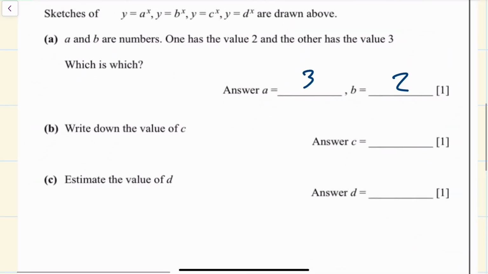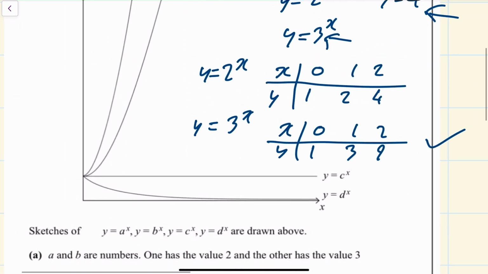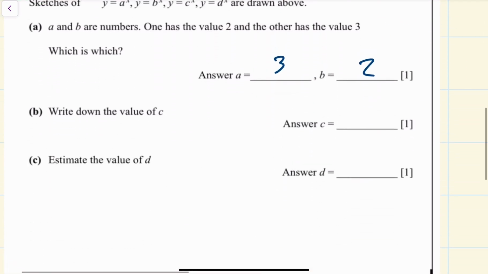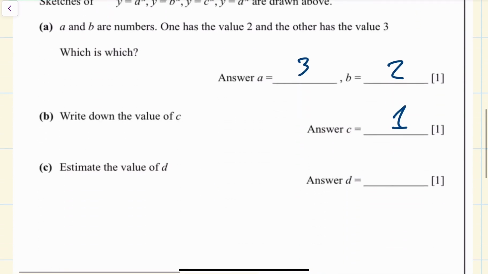Okay, next one says write down the value of c. So c is just a horizontal line, and all of these go through 1. So this really is just y equals 1 to the power of x, because 1 to the power of anything is just 1. So c is just equal to 1. A horizontal line is y equals a number, and that horizontal line goes through 1, so it's just y equals 1.